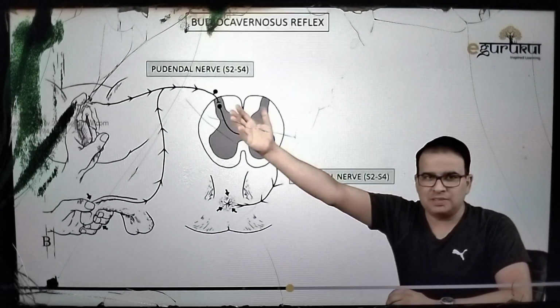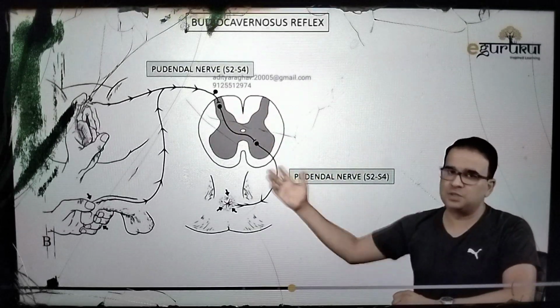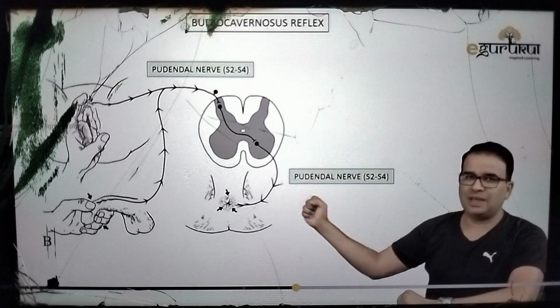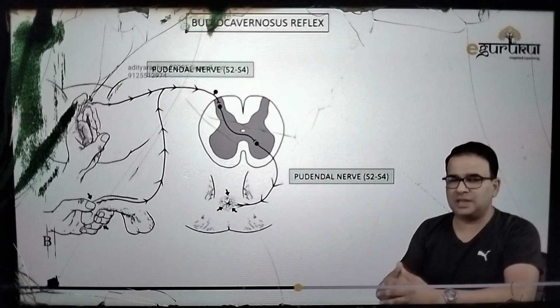The afferent of the bulbocavernosus reflex as well as the efferent of the bulbocavernosus reflex is through the pudendal nerve supplying the external anal sphincter. So in both cases, you can see it's the pudendal nerve forming the afferent and the efferent limb. So the root value here again is S2, S3 and S4.